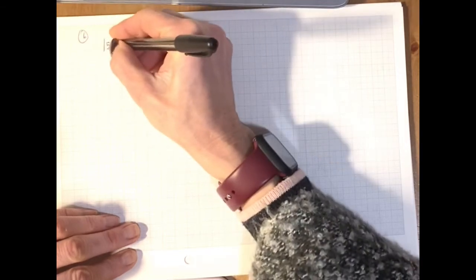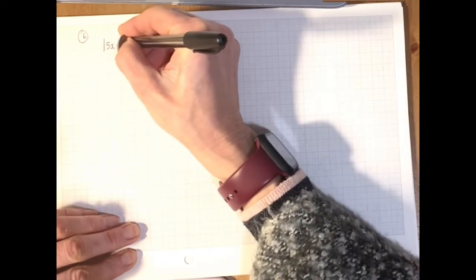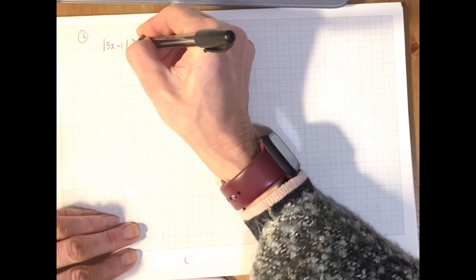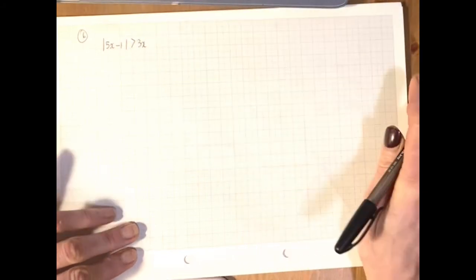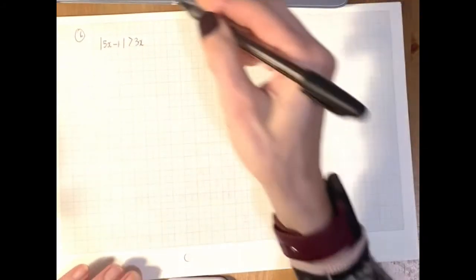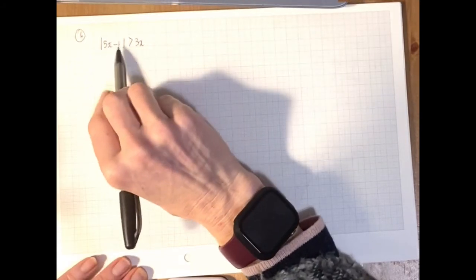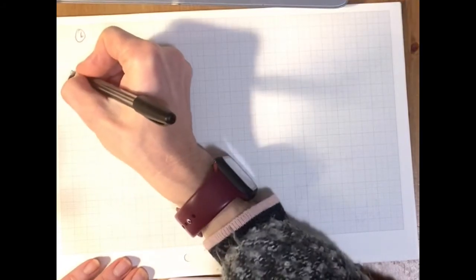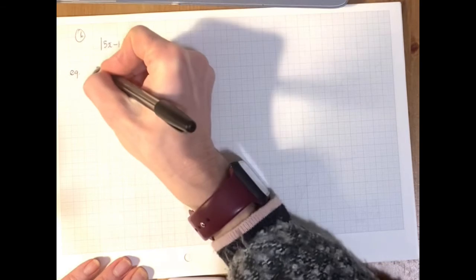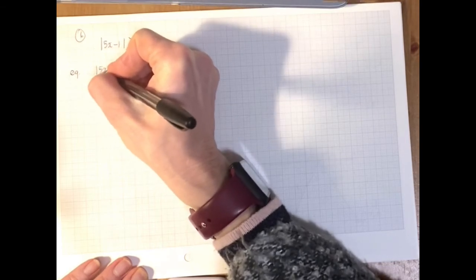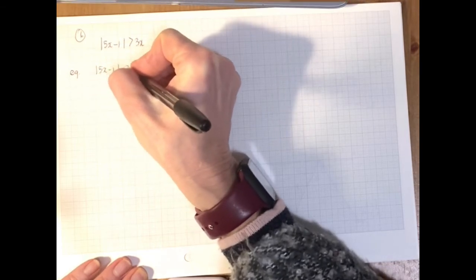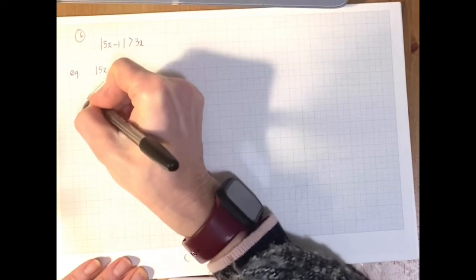So modulus of 5x minus 1 is greater than 3x. Let's first of all find the solution to the equation. So modulus of 5x minus 1 is equal to 3x. We'll do it algebraically.